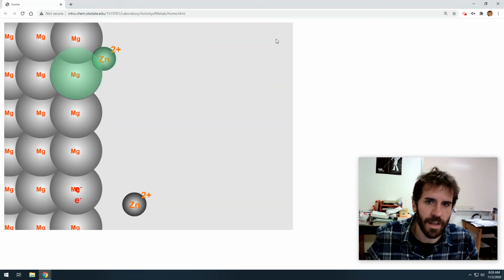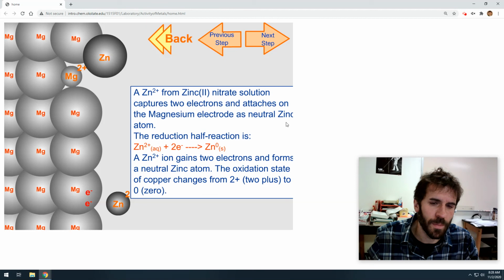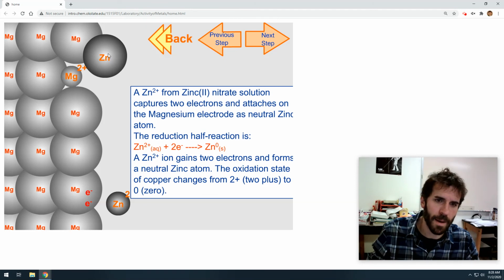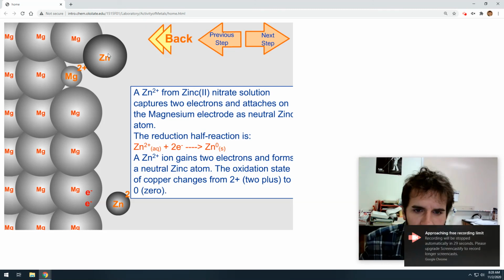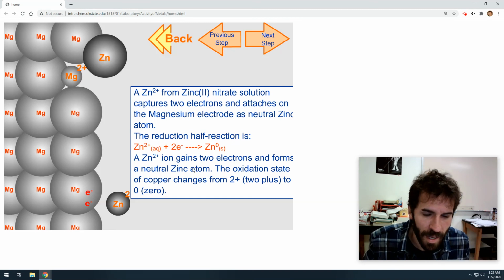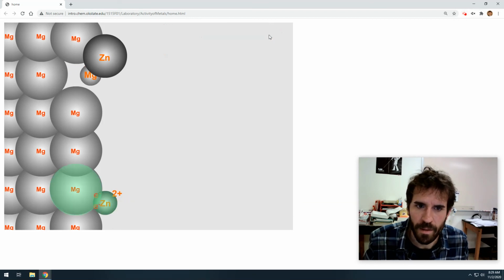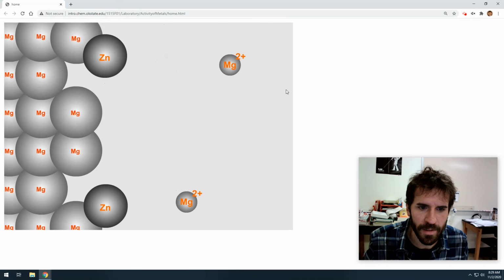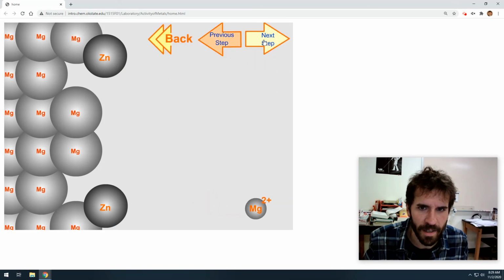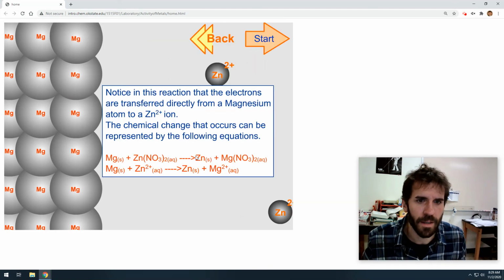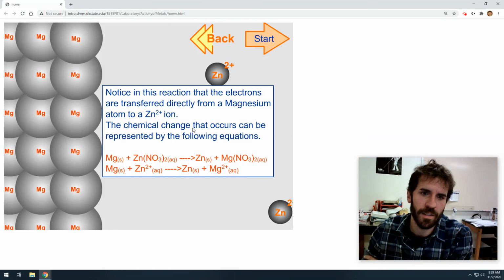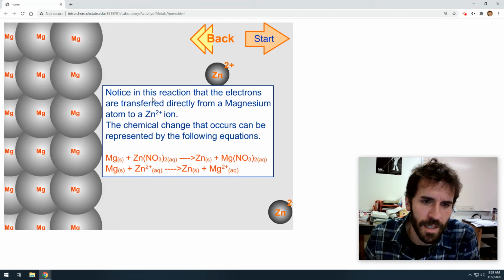Okay, next step. A zinc 2+, and you'll notice that atom just got larger because it gained electrons, so its electron cloud got bigger. A Zn2+ from zinc nitrate solution captures 2 electrons and attaches. Okay, so now we have zinc 2+ gaining 2 electrons to form a neutral zinc atom. And the magnesium goes into solution, and we've plated some zinc onto here. And notice in this reaction that the electrons are transferred directly from a magnesium atom to a zinc 2+ ion.